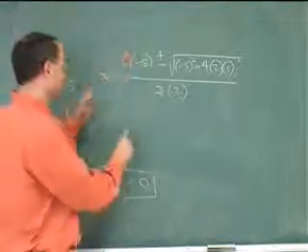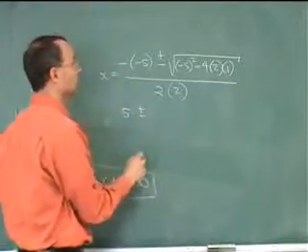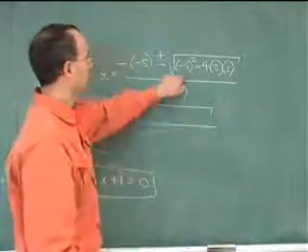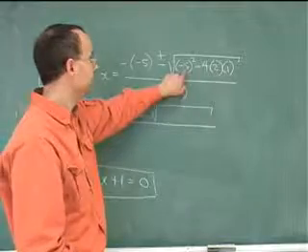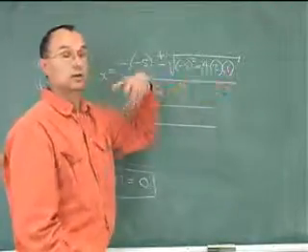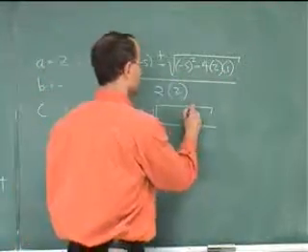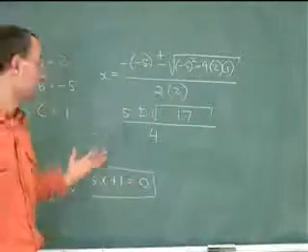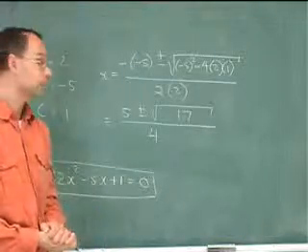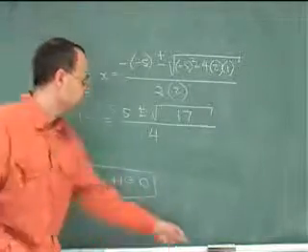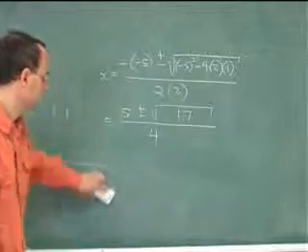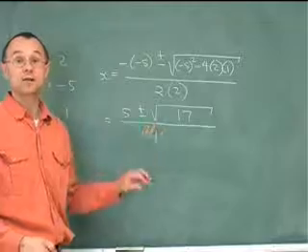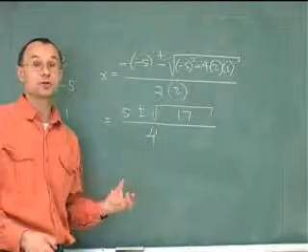Double negative makes a positive, so that's just 5, plus or minus the square root of. Well, what do we have here? We have 25 minus 8. 25 minus 8, 17, and a 4 on the bottom, and there's nothing I can do to simplify that further. That's my answer. So very quick, very nice working with the quadratic formula. We can leave it in this form. Again, these are exact numbers.